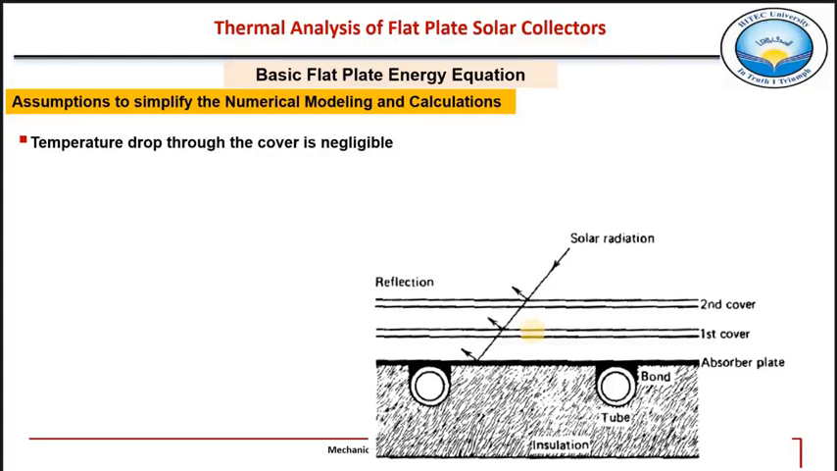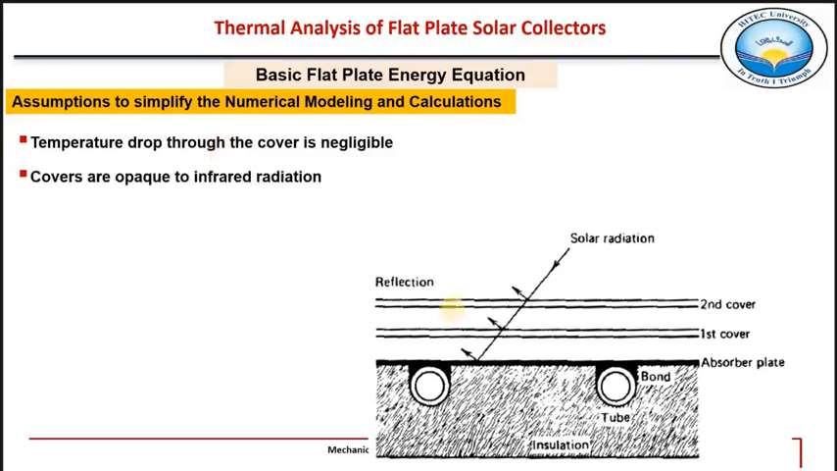Although thermal conductivity of glass covers is also very small, because thickness is so small, from Fourier's law of heat conduction, the effect of thickness is quite significant in this case. So that's why the temperature difference will be negligibly small between this edge and the next edge. The same is for the second cover. So the temperature drop through the cover is negligible.